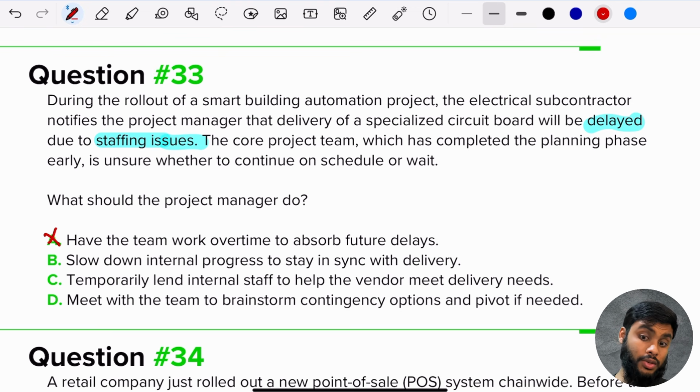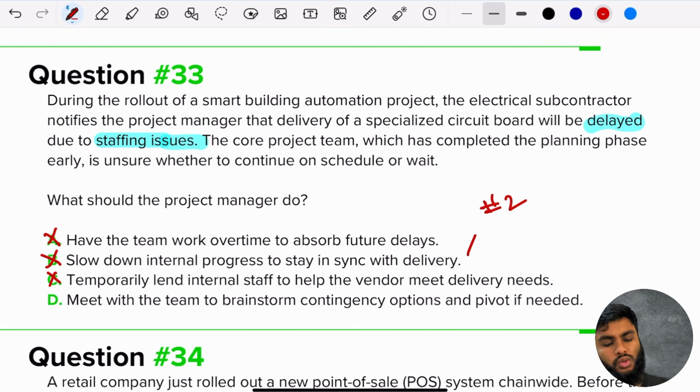It's really interesting, I saw a study hall question that chose that as one of the answers. I was like, come on, study hall. Slow down internal progress to stay in sync. Never settle for delays. Principle number 2. Temporarily lend internal staff to help the vendor meet delivery needs. Well, we can't just do that. We can't just give our staff away to this vendor who's another company. That doesn't make any sense.